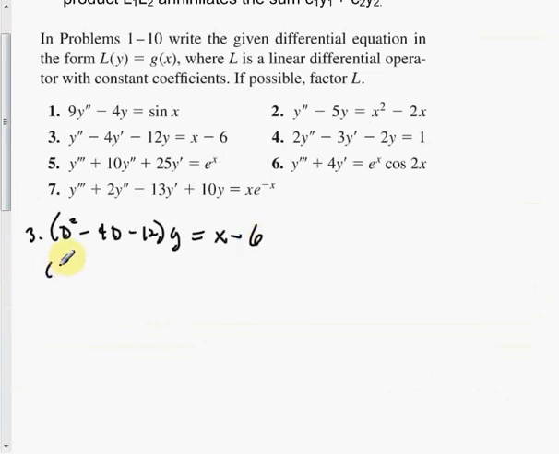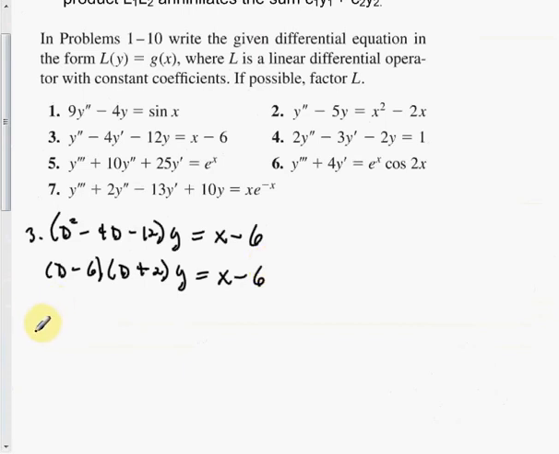And if we could factor that, let's see, (D - 6)(D + 2) applied to y is equal to x - 6. Okay, so that's all you do there.